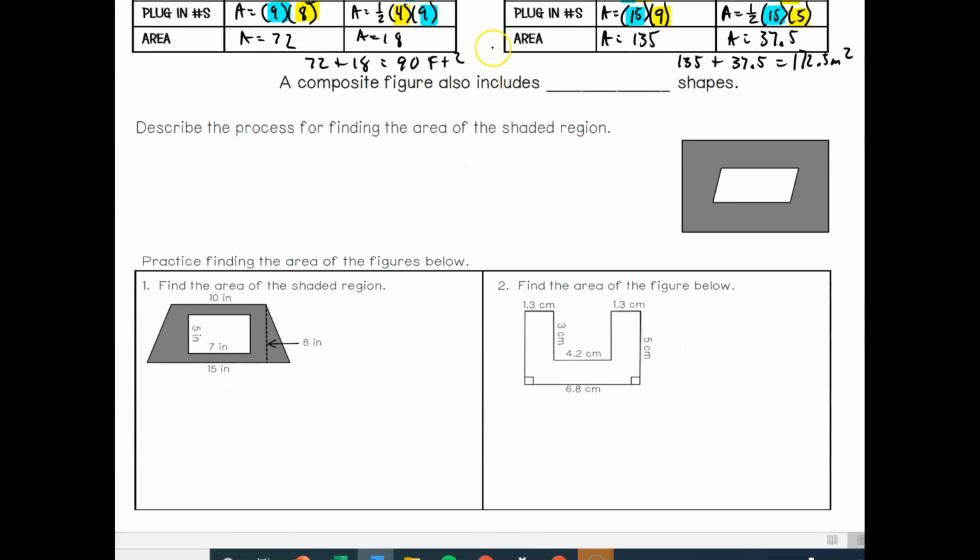So a composite figure can also include inscribed shapes. That means when you have a shape inside of another one, and they're often asking you to say, hey, find me the area of the shaded region. Well, when they ask you to find the area of the shaded region, really you won't be adding like we've been doing, you'll be subtracting instead.